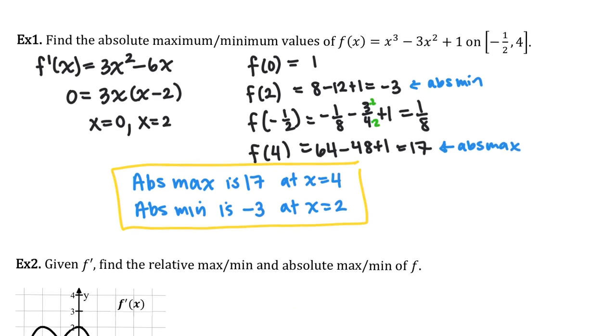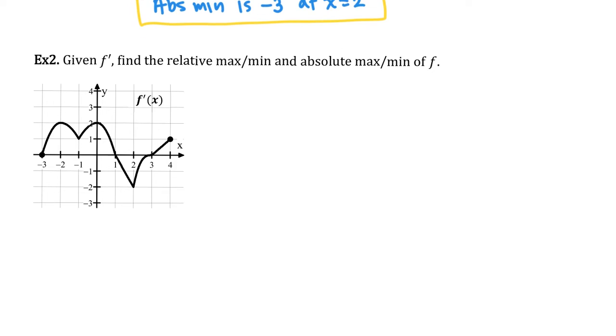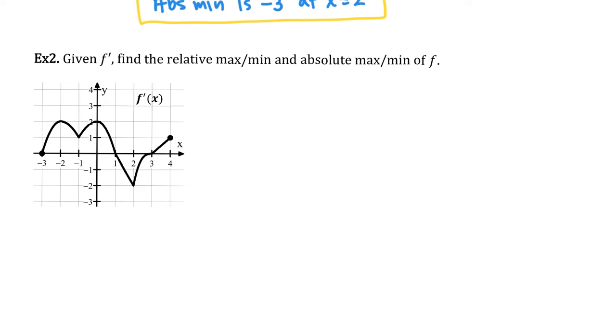Okay, let's do one more example. This is a thinking example. So for example 2, we are given a graph of f prime of x. So this is f prime. I'm going to find the relative maximums and minimums and absolute maximums and minimums to the best of my ability. We're mostly going to think about this graph, and in the future we'll examine it more.